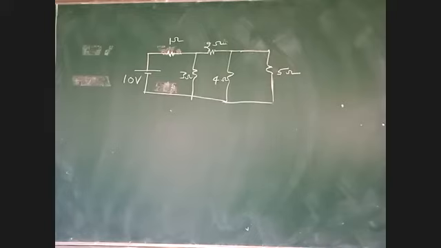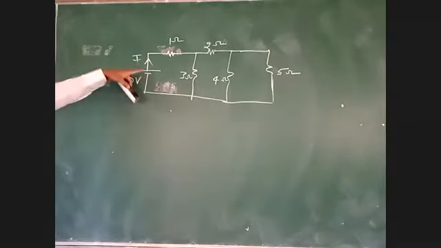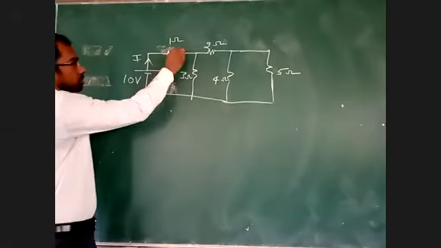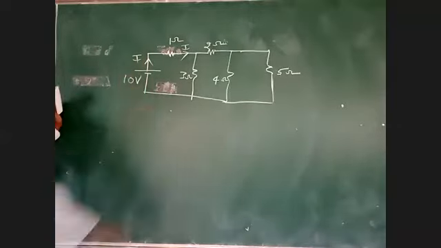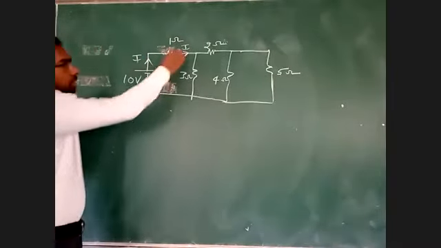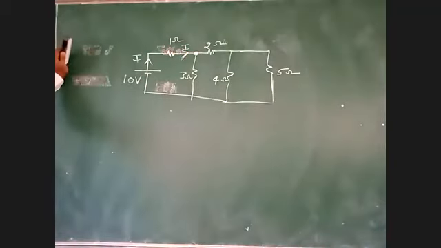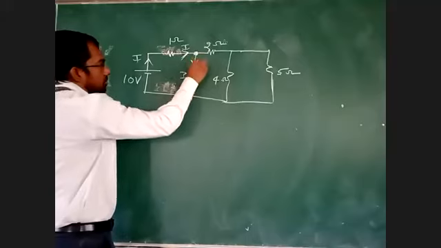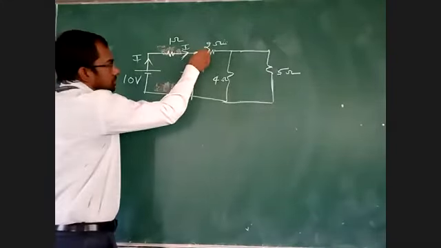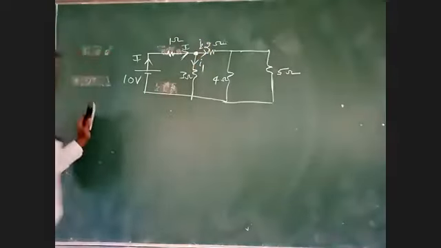Okay. See here. Now I write down, from negative to positive current is flowing. I is the current flowing in 1 volt, because 10 and 1 are in series. In series, current will be the same. Now this current I is dividing at this node point. Let us take this is I1 and this is I2.